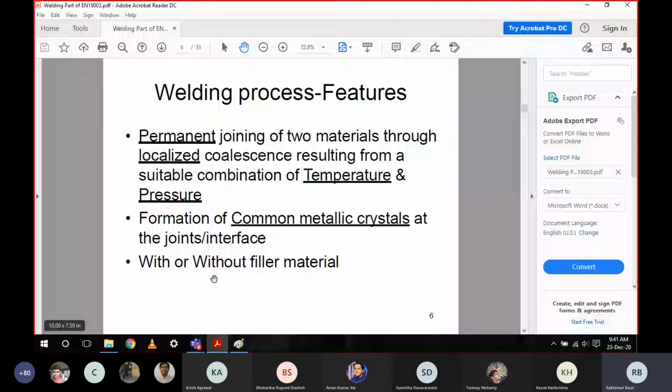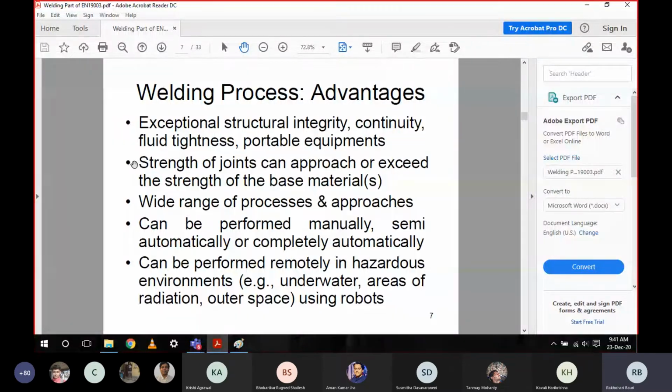Now, what are the advantages? First, you are getting exceptional structural integrity. Okay. Sir, how will we know that the thickness of the material is sufficient to be welded, that no other material is required?